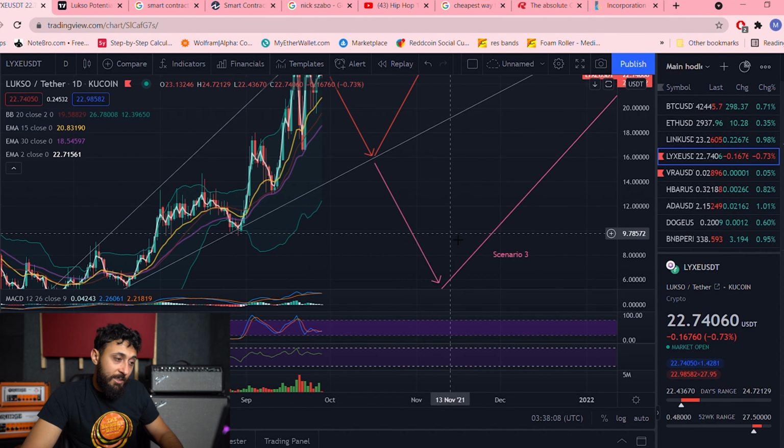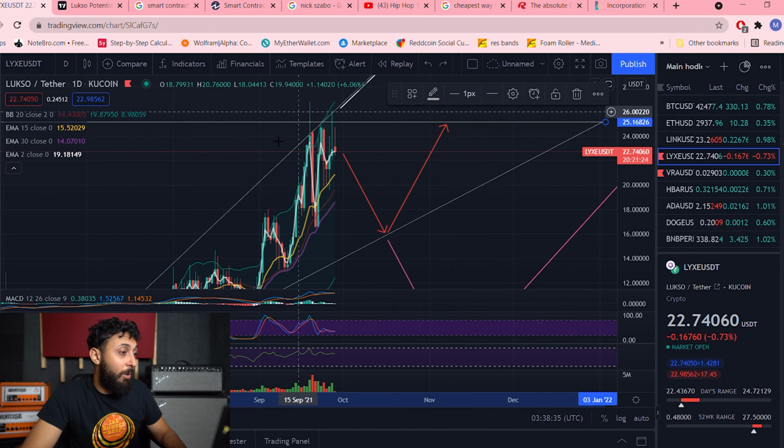If we see that double bottom and we see a $4 or $5 LUKSO again, I will load that up like crazy. I can't say the same for you guys, because that's your own opinion, your own trade. I'm not telling you what to do here. I'm just showing you how I would play every single scenario. And I'm going to repeat it one more time fast.